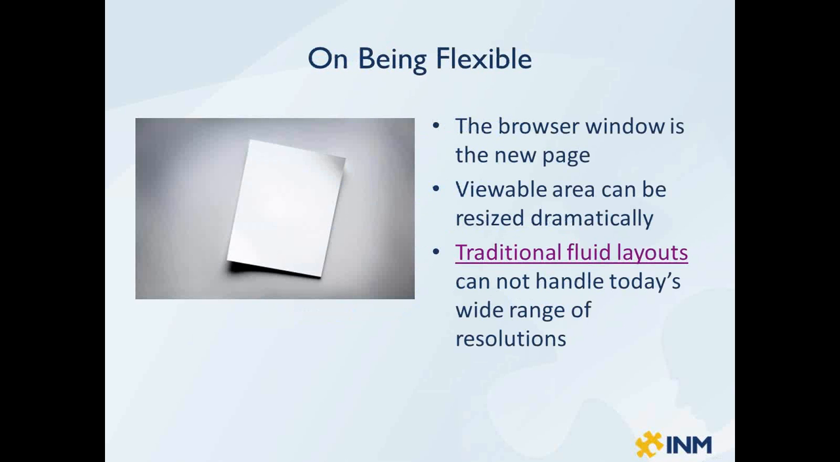So on being flexible, the browser window is the new page. We have traditionally viewed the web page as a fixed constraint. For example, the 960 grid is a great example of a framework or template that web designers and developers often use as a starting point to develop their designs. It's a fixed layout. It's 960 pixels wide because that's a resolution into which the vast majority of users traditionally would have fallen. So in that sense, it was an optimal viewing area.